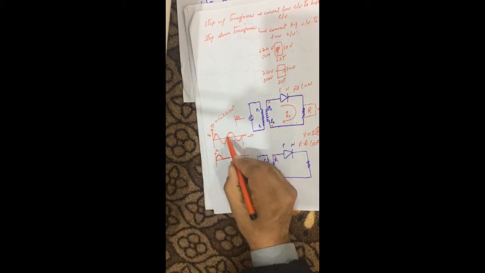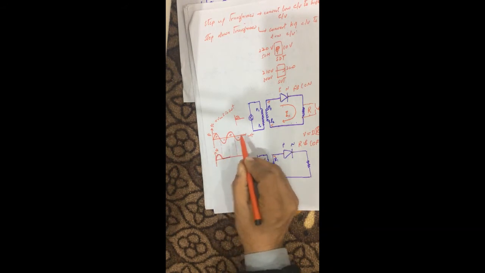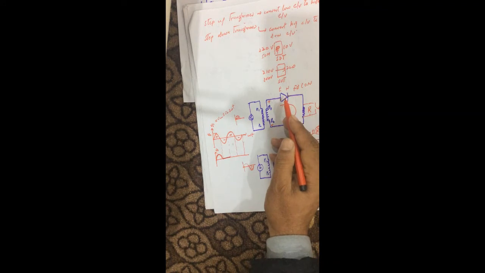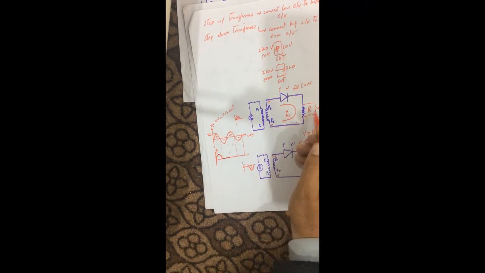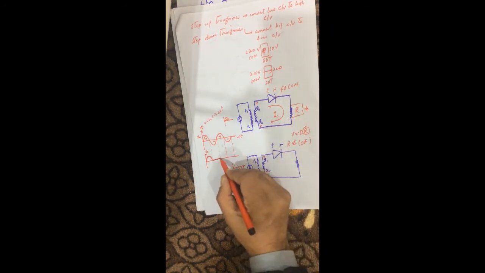Then we have the positive cycle again, and we have this situation again. Once this positive half cycle reaches, this becomes positive, this becomes negative, this diode becomes forward bias, so there is a flow of current through this diode. So there is a voltage drop V0, which we can measure using the voltmeter. And so again the voltage will be of this type.